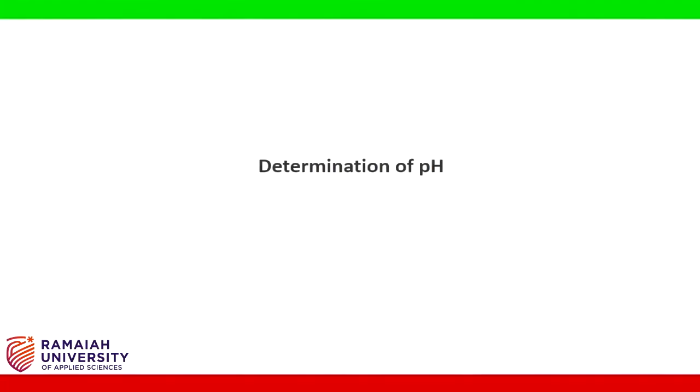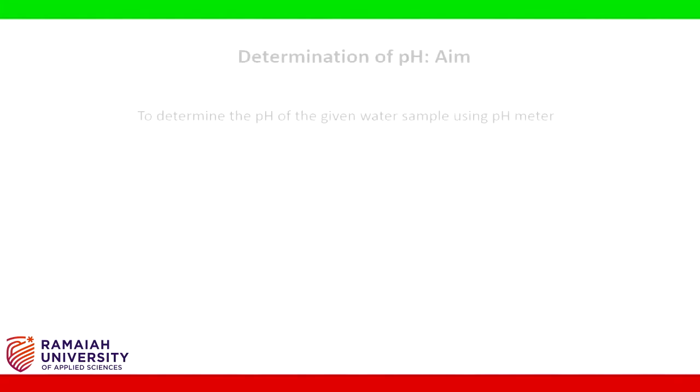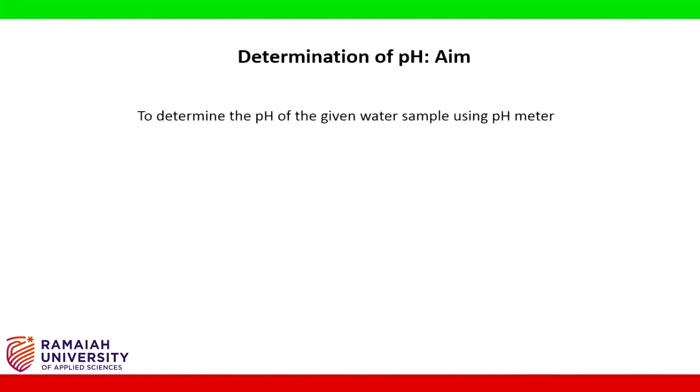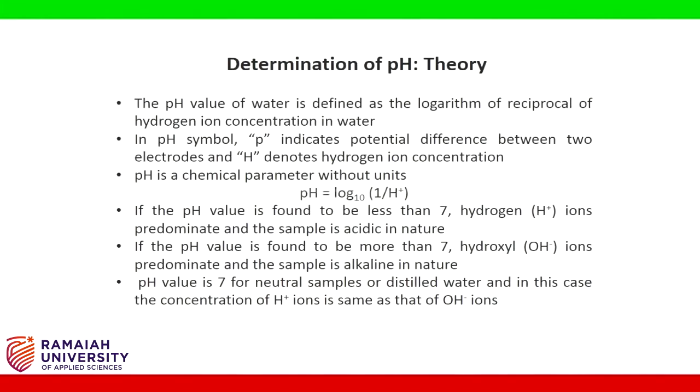Hi students, let us discuss determination of pH. The aim of the experiment is to determine the pH of the given water sample using pH meter. The pH value of water is defined as the logarithm of reciprocal of hydrogen ion concentration in water. In pH symbol, P indicates potential difference between two electrodes and H denotes hydrogen ion concentration.